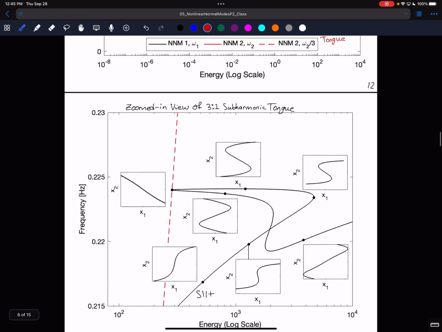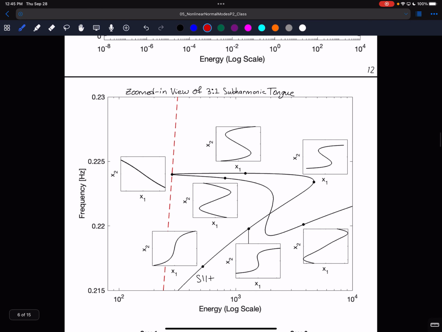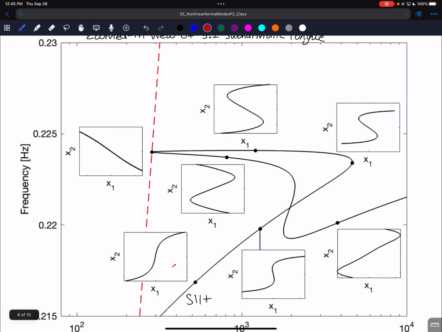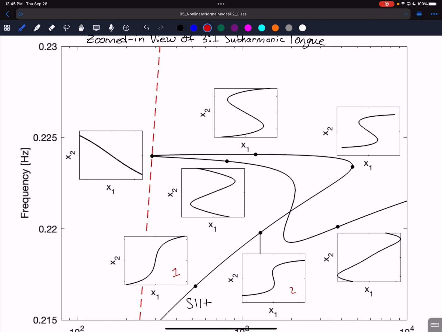Okay, if we take a look at this zoomed-in view here, what I've done is I have plotted the modal curves as we move along here. And we're just going to briefly label these. So we'll call this one right here case 1. This is case 2. Then case 3 is up here. We have case 4, case 5, 6, and then 7 is over here.